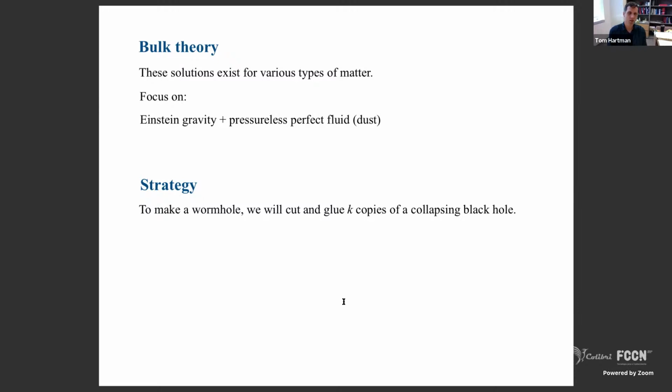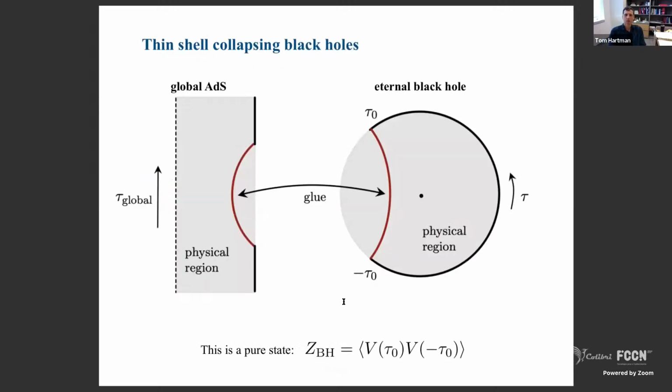The strategy that we will follow to make a wormhole is to cut and glue k copies of a collapsing black hole. So we're going to start with a black hole, and then we're going to chop it up and use it to construct the wormhole. The black hole has just one boundary, but we're going to use that as a starting point for the k boundary solution. So our starting point is a black hole pure state. That is a black hole that's formed by a gravitational collapse.